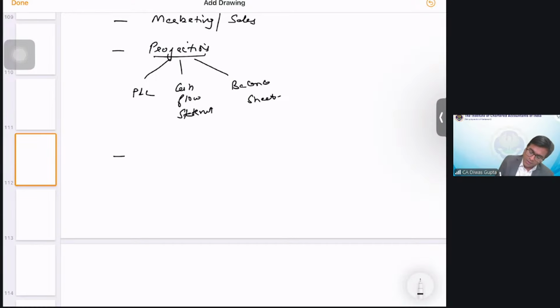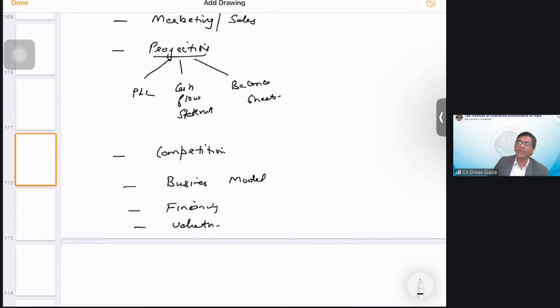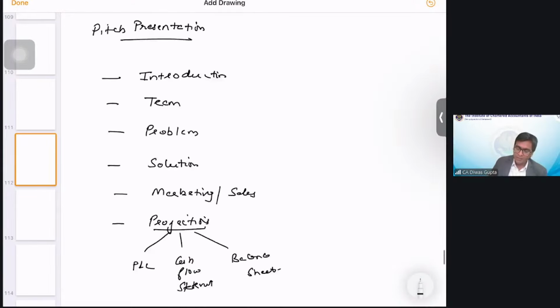Then what is the competition around their business, right? They will also include that in the industry, this is the competition. They will also tell in their pitch presentation what business model they're resorting to, how they are going to arrange the financing part of it, and what is, let's say, their valuation of the business, right? So these are some of the major things that they will try to include in their pitch presentations, right?